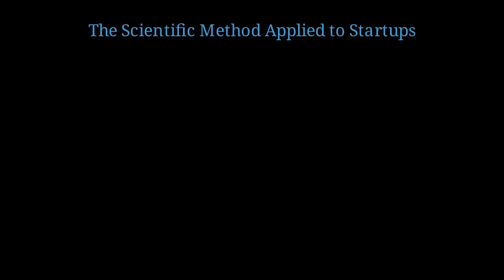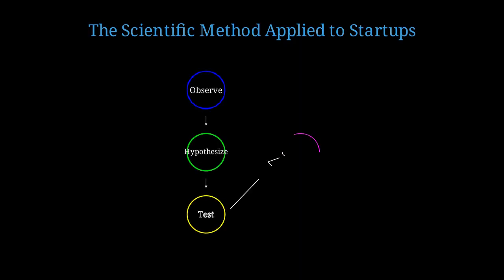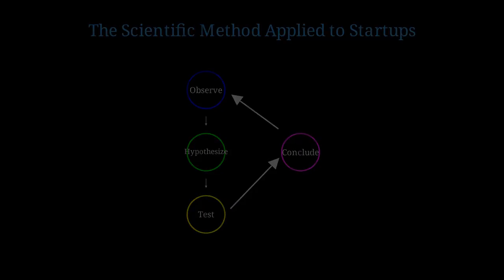What is the scientific method? It's a systematic approach to knowledge acquisition involving observation, hypothesis formation, experimentation, and conclusion. We're going to apply this exact framework to startup validation. The scientific method forms a loop. Observe a problem, form a hypothesis, test it experimentally, draw conclusions, and feed those conclusions back into new observations. This is our startup validation loop.